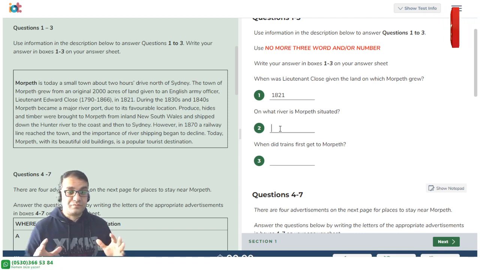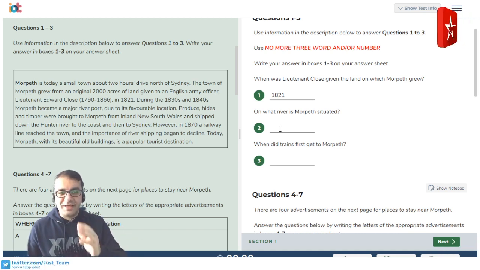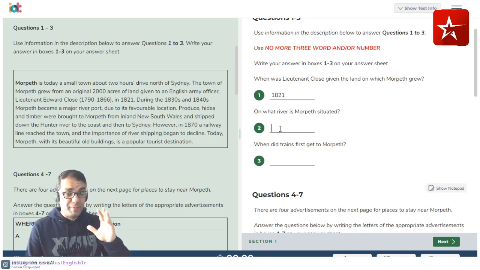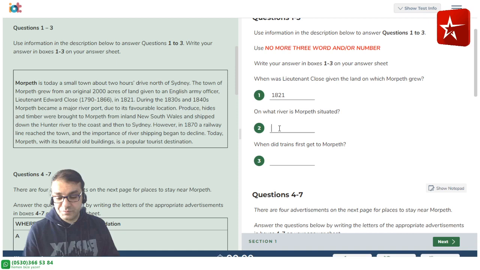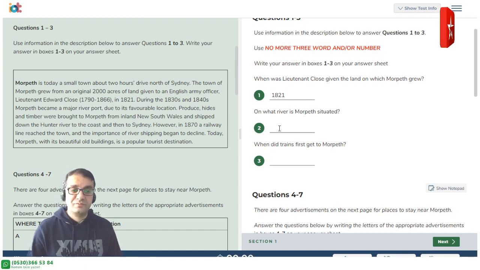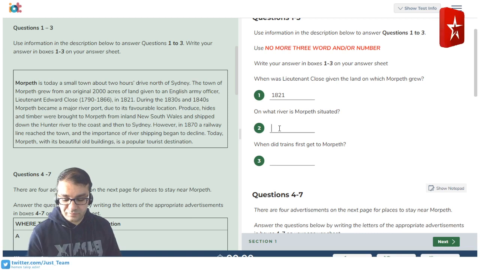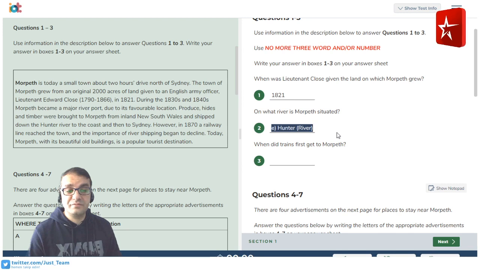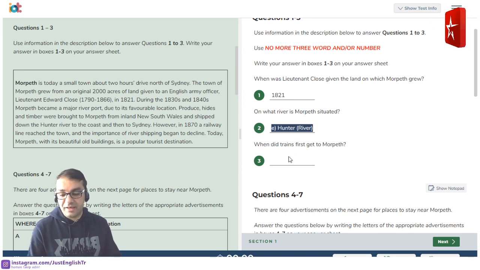Okay, so we go back to the answer. Where is the answer here? Where will you find the answer? South Wales, where is it, for example? Hunter River, and the answer is the Hunter River. That's correct. Metin is correct.